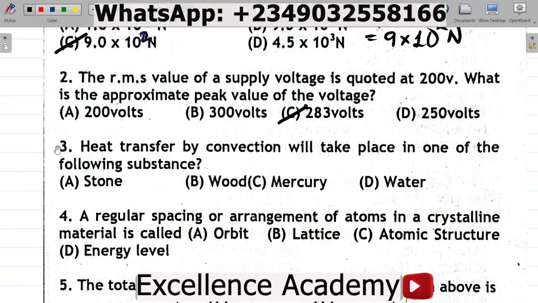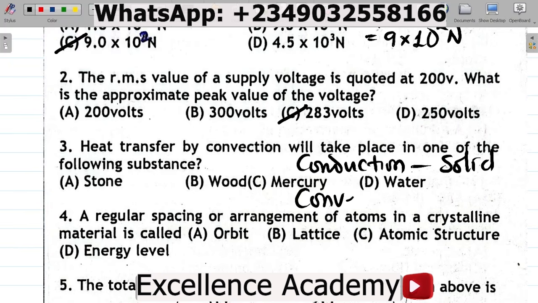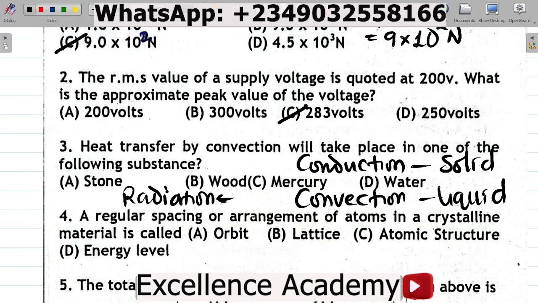All right, question number 3. It says heat transfer by convection will take place in one of the following substance: A, stone; B, wood; C, mercury; D, water. Now you want to note that heat transfer occurs by conduction, that's through solid. All right, you have the first one there called conduction, and usually in solid medium. Convection is in liquid medium, and then you have radiation, and this is basically through space or through air.